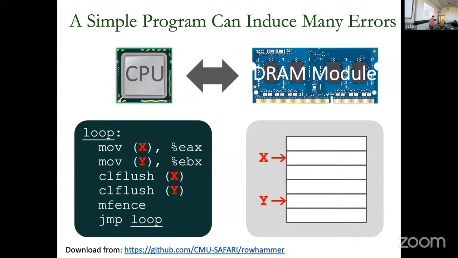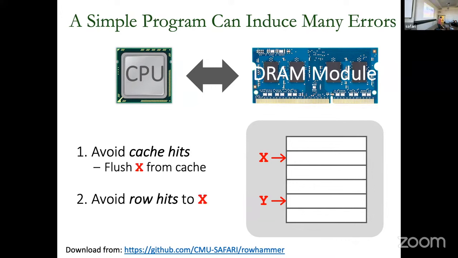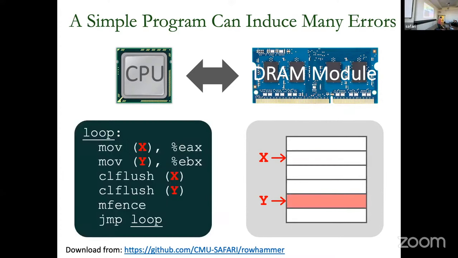So essentially, when we released the paper, we also released this open source code, which is very simple, as you can see. What this code does is it selects addresses X and Y, such that hopefully they map to the same bank and same subarray. And basically, X and Y are accessed, activated repeatedly, right? You need to avoid the cache hits from the CPU, of course, because this program is run on the CPU. So we flush X from the cache, and we avoid row hits to X by reading Y in another row. This is what the program does. It activates X and Y in consecutive manner over and over. And if the chip is vulnerable, hopefully you'll get bit flips.